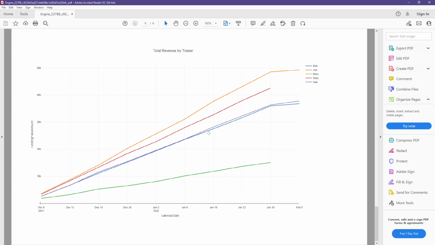And then finally, we'll look at the total revenue by trainer. And here we want to look at what each data point is for their week. And then just simply accumulating that over time so that we can see their growth.